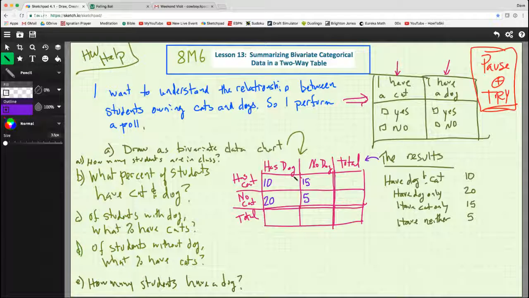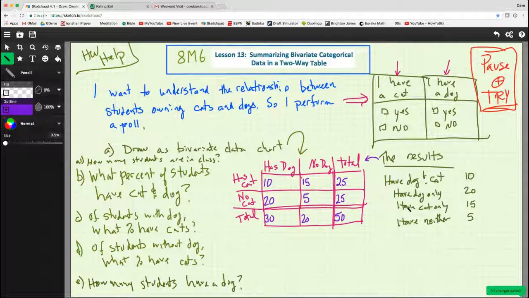That's 5. Now let's fill out these totals and let's check and see what we get. So here we should be able to add across to get our total. So we have 10 and 15, that's 25. 20 and 5 is also 25. Adding down, 10 and 20 is 30. 15 and 5 is 20. And now if we add across and we add down, we better get the same number. 20 and 30 is 50. And then 25 and 25 is also 50. So that checks out. So that's good.